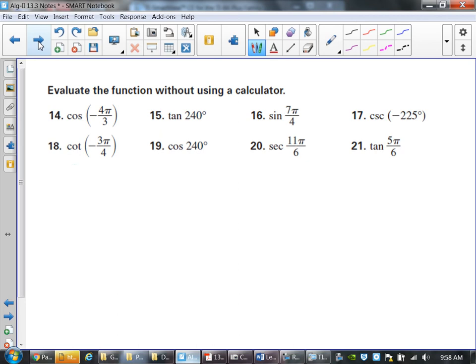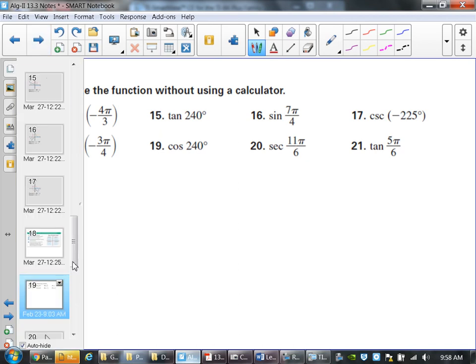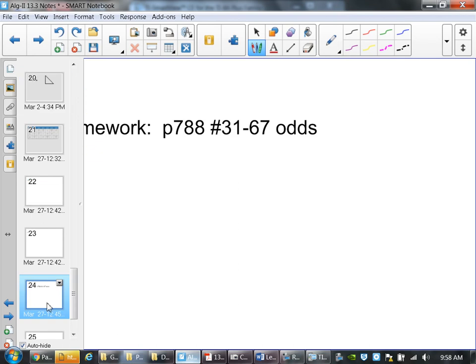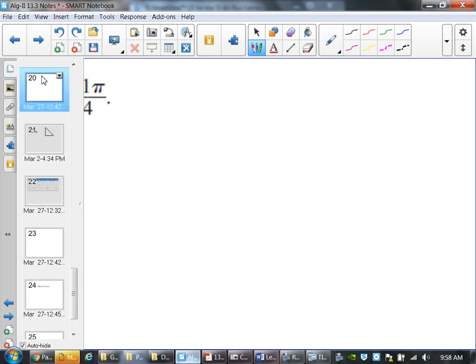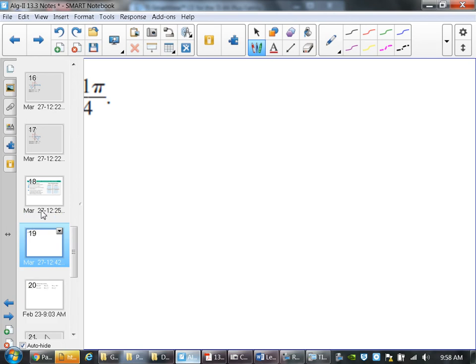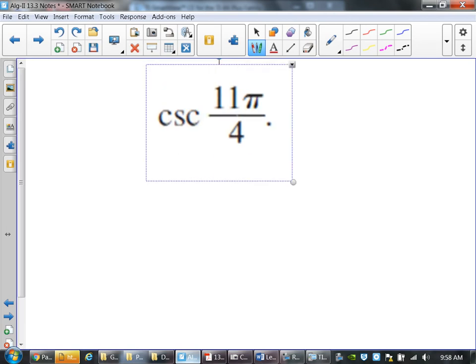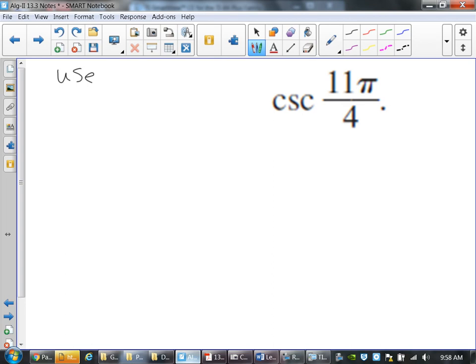So here's what I want to look at. I want to take and put this out of order. I thought I had saved it the right way. There it goes. I'm going to use a reference angle to find that without using a calculator. It'd be a lot easier. So we need to use reference angles.